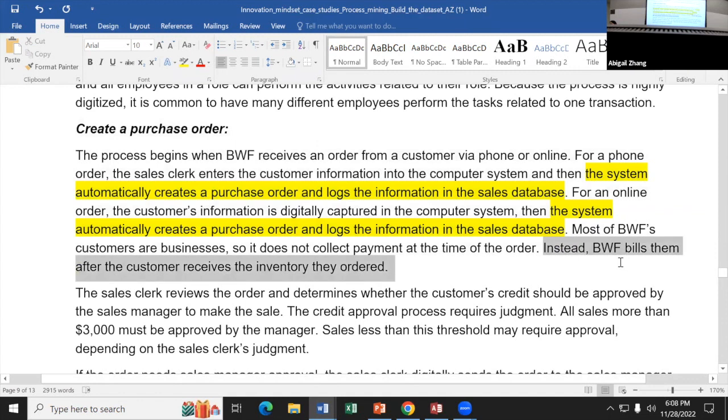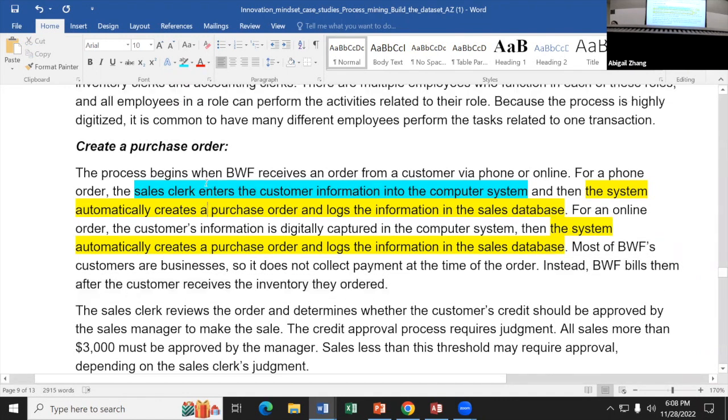Do you mean this one? The company bills. So this is just a practice where you sell something on credit. You first deliver the products to your customer and then you bill them. So this is just a description of how they operate their business. So it's not related to control.